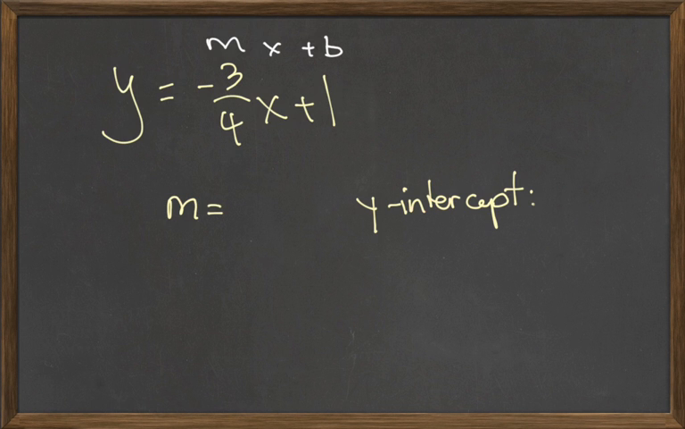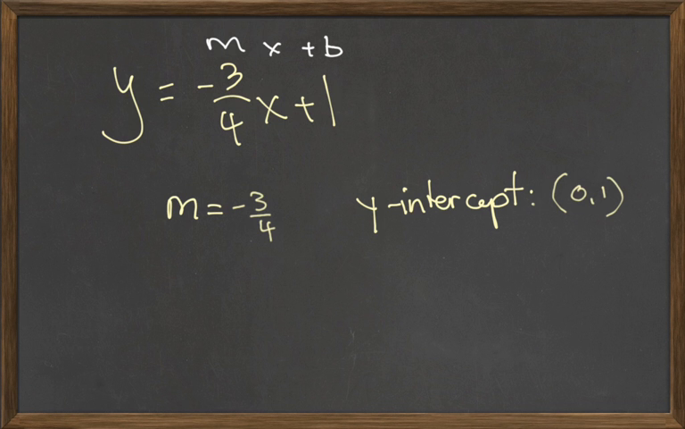Okay, how about this next one? y equals -3/4 x plus 1. What is the slope? -3/4. Make sure that you carry the sign with you. And what's the y-intercept? 0, 1. Is everybody with me?